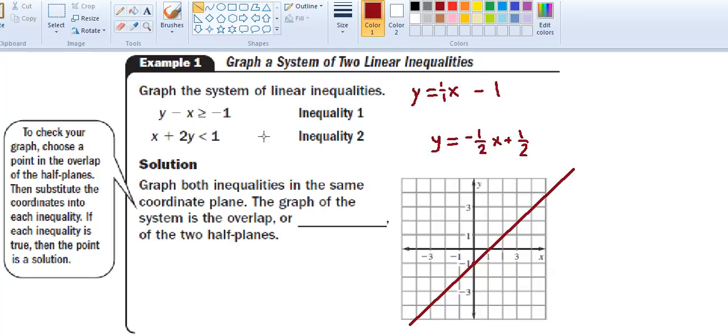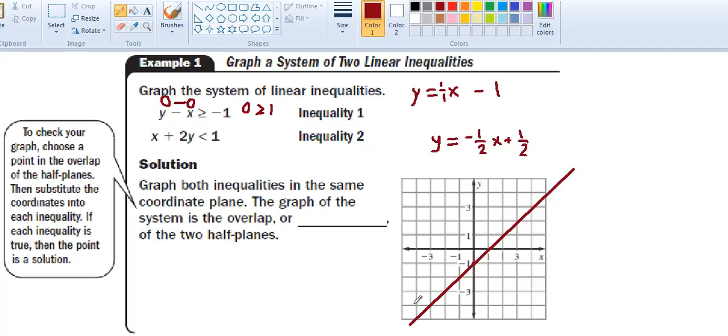All right, now we got to do the shading by testing. So we're going to test the origin. The origin is 0, 0. So let's put a 0 here for the x, and let's put a 0 for the y. We're going to ask ourselves, is 0 minus 0, or 0, greater than or equal to -1? And the answer on that one, of course, is yes. So we know that's yes.